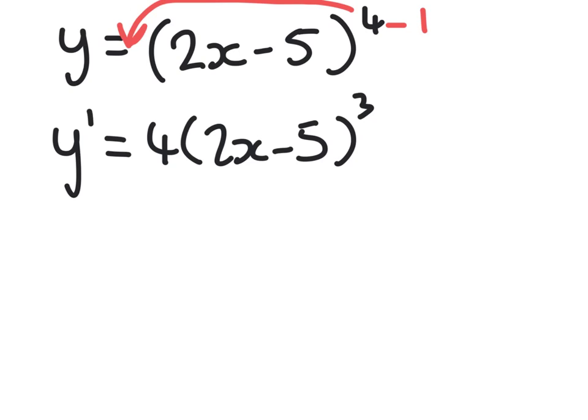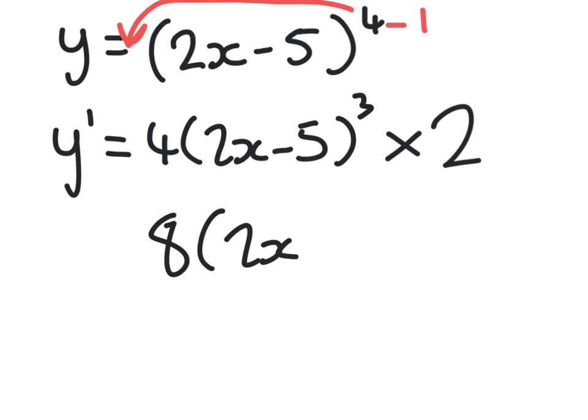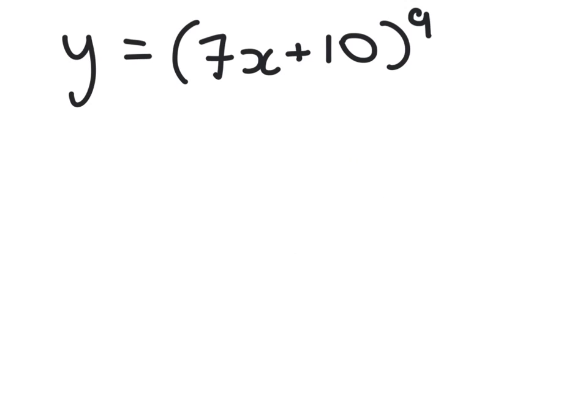So what I've done is I've differentiated my outer function. Now I need to differentiate my inner function. And the derivative of 2x minus 5 is just going to be 2, because the x goes away and the constant goes away. So I'm going to multiply this by 2, and I just have to multiply the first number by 2, so the 4 by 2. So I end up with 8 times (2x minus 5) cubed. So the derivative of (2x minus 5) to the power of 4 is 8 times (2x minus 5) to the power of 3. Okay, let's have a look at another example using the chain rule to differentiate.